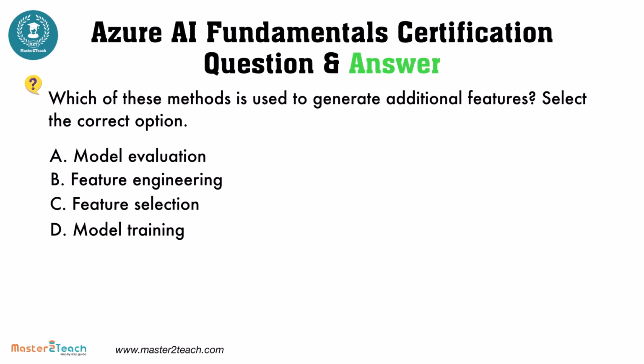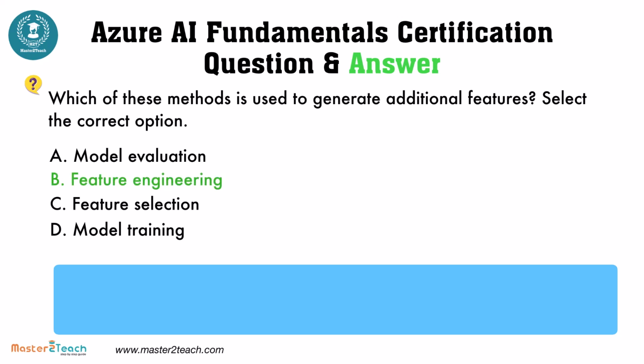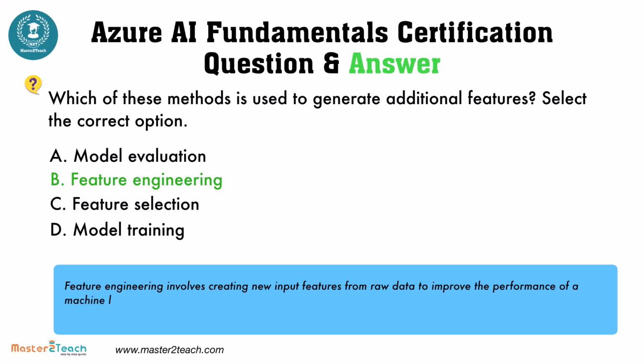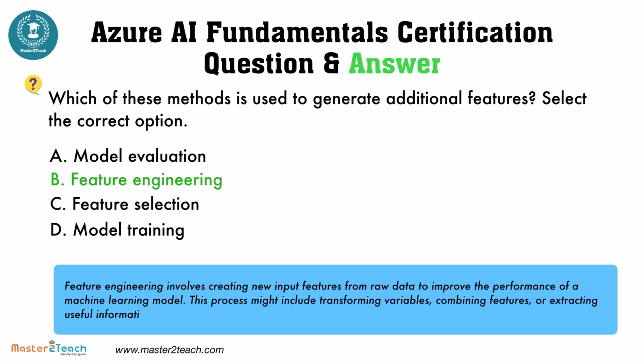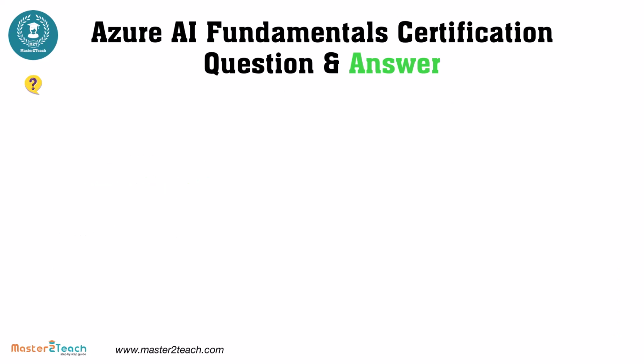The correct answer is feature engineering. Feature engineering involves creating new input features from raw data to improve the performance of a machine learning model. This process might include transforming variables, combining features, or extracting useful information from existing data.